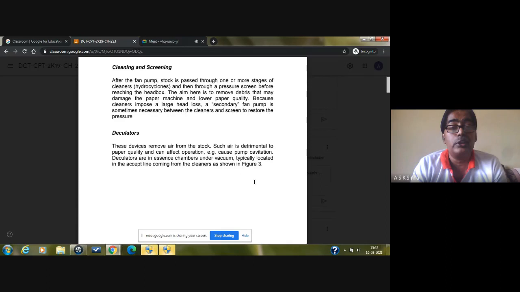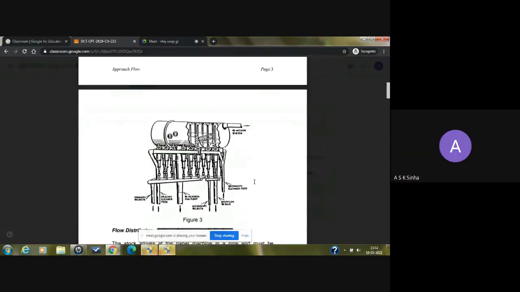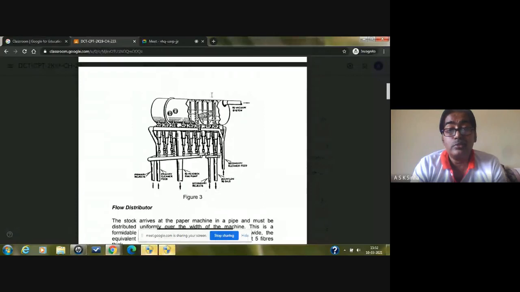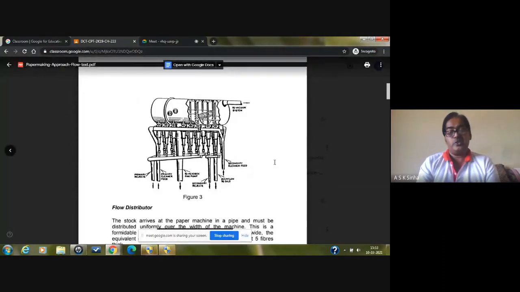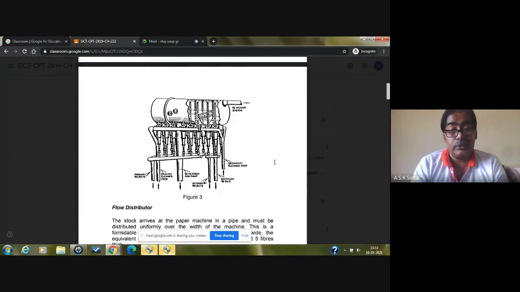slurry. You can see the diagram here. So this is a diagram. You can see here we are applying the vacuum, so air will be separated here, and the slurry by gravity moves in the downward direction, and then goes to the centric cleaners. These are the centric cleaners, conical centric cleaners called hydroclones, which separate the large size, high density particles, metal scrap, dirt, sand particles, and the accepts from the centric cleaners will go to further processing to the paper machine. Getting it? And then it goes to the flow distributor.